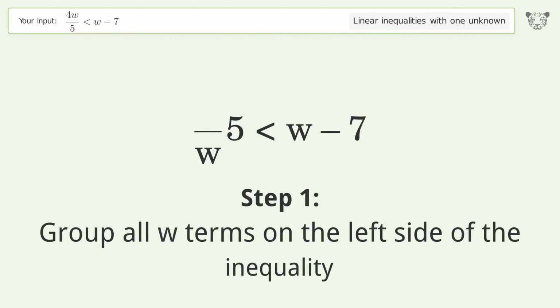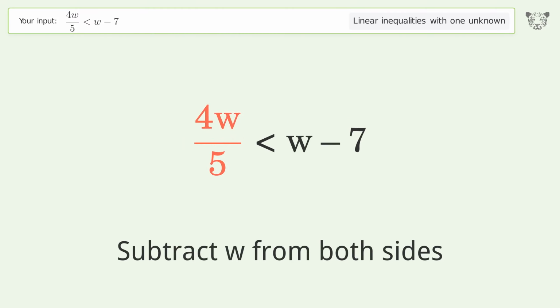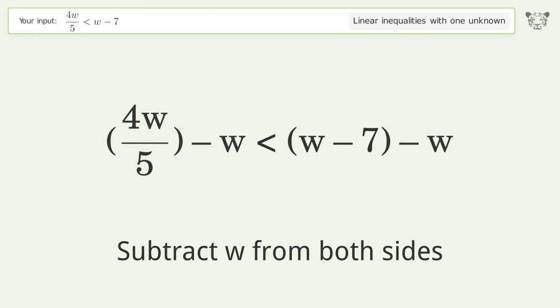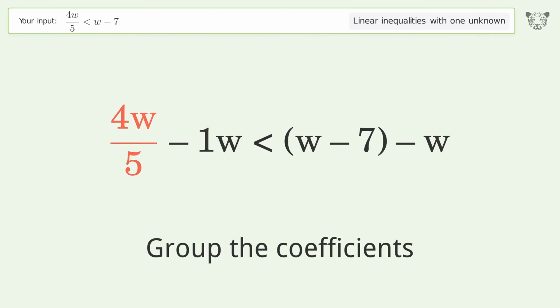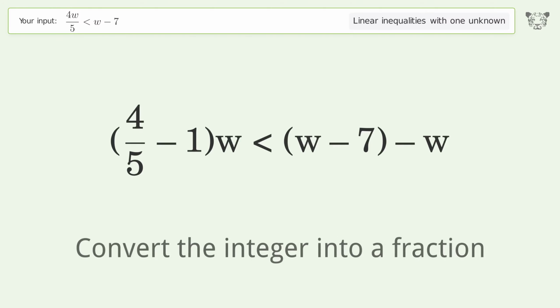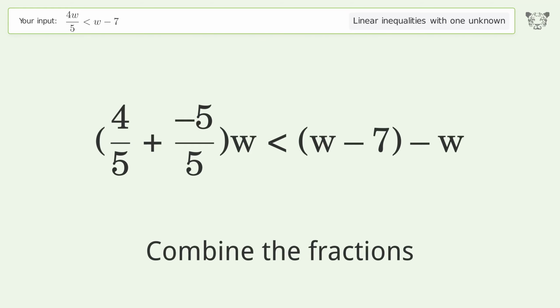Group all w terms on the left side of the inequality. Subtract w from both sides. Group the coefficients. Convert the integer into a fraction. Combine the fractions.